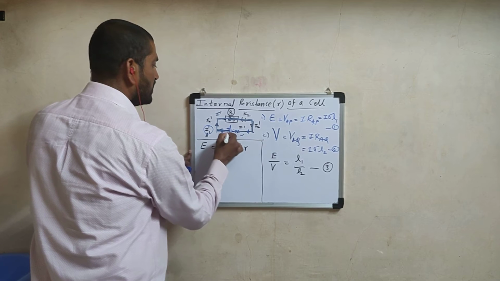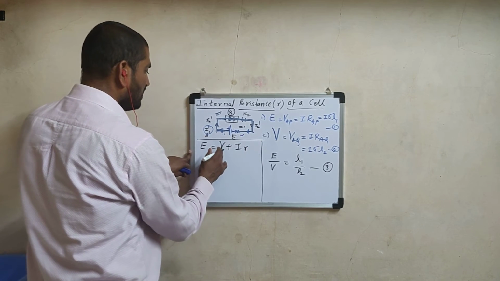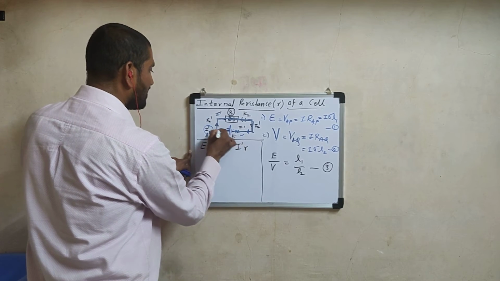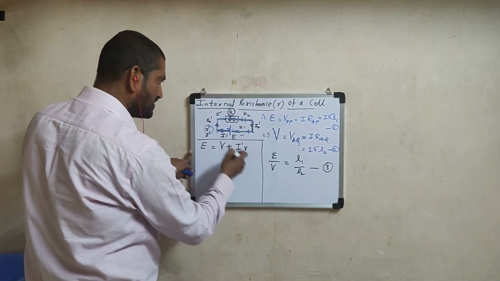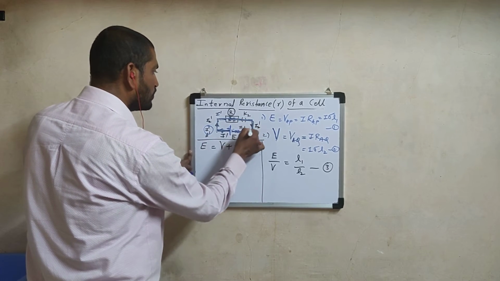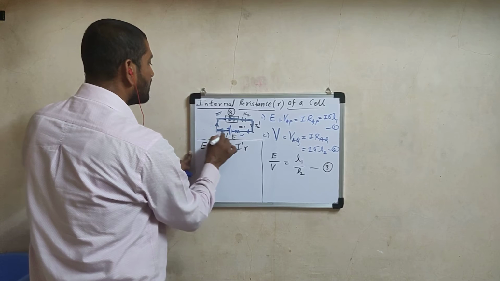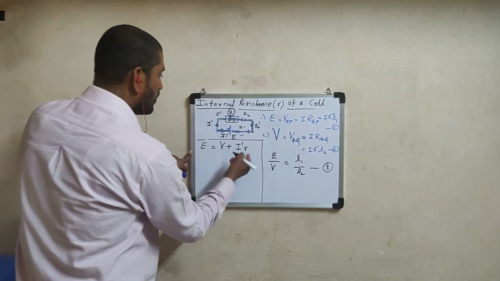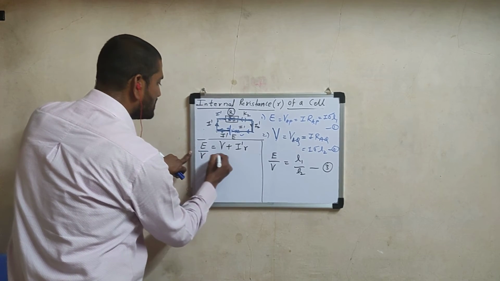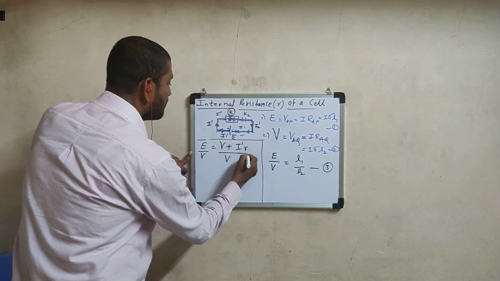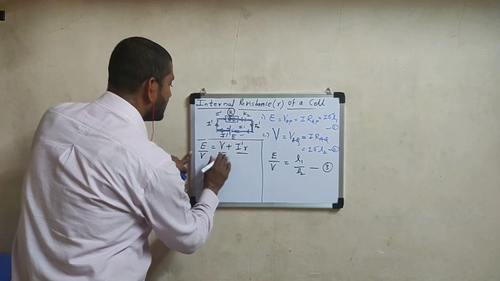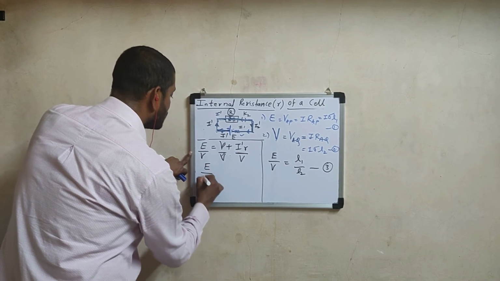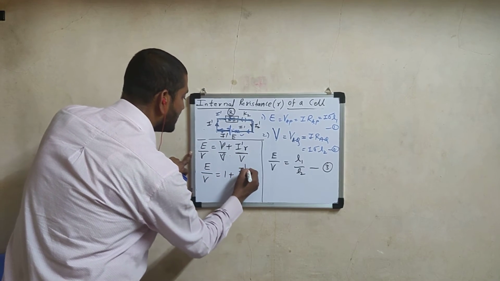Now think over this circuit only. EMF is E, terminal potential difference V, and the current we assume as I dash. Because from the lower side it is an open circuit, the entire current I dash drawn will flow through the upper side, through this external resistance. So current I dash into small r. Now if we divide both sides by V, E by V is equal to V by V plus I dash r divided by V. V gets cancelled. So the E by V ratio will be equal to 1 plus I dash small r over V.